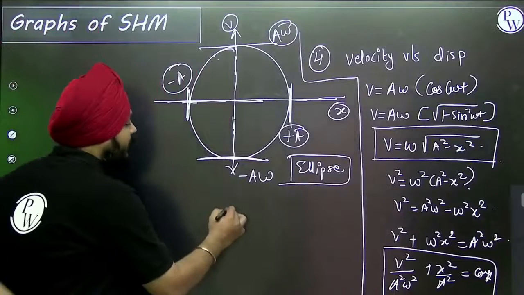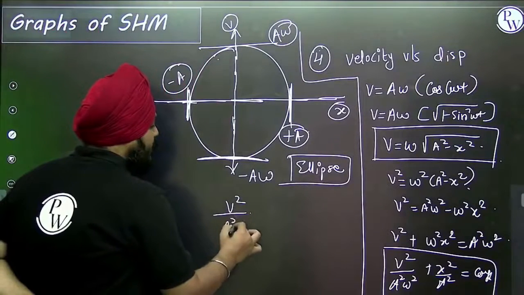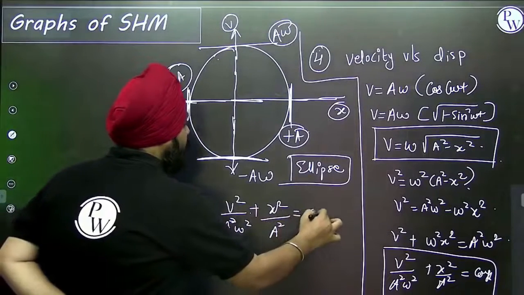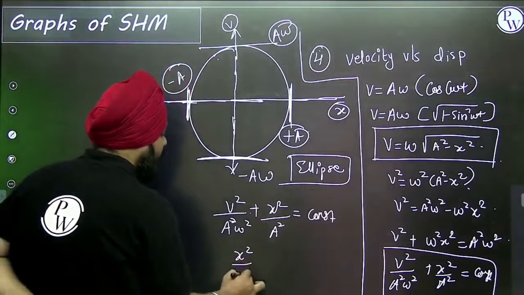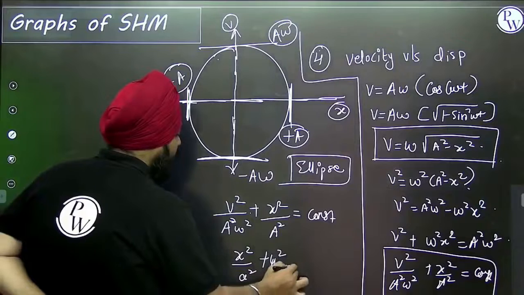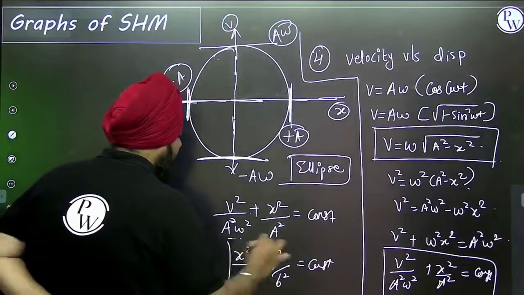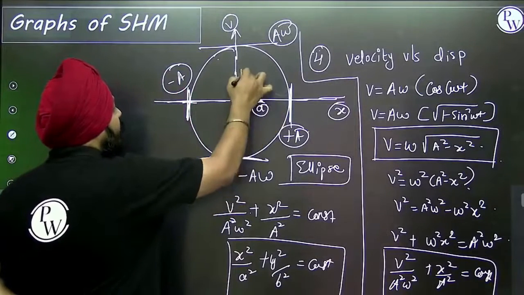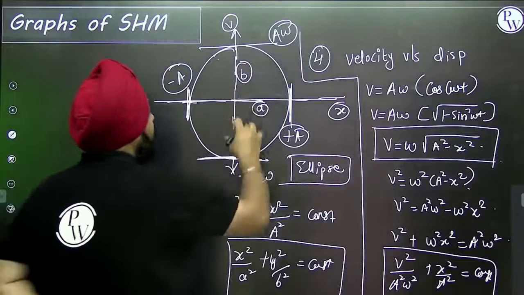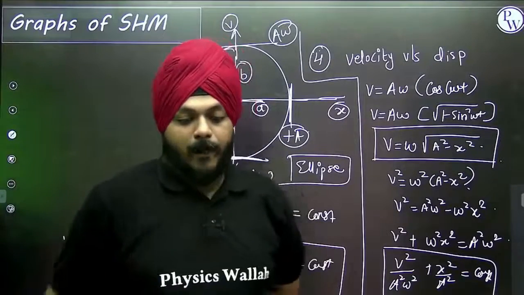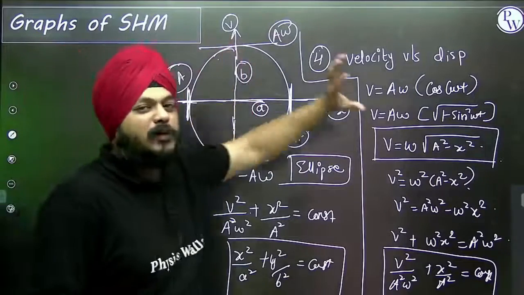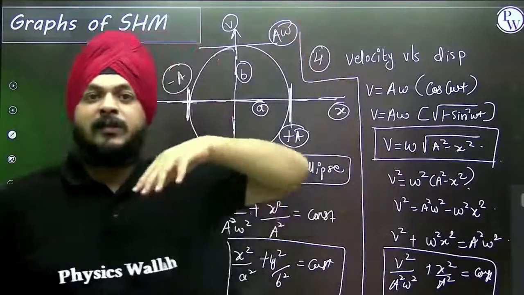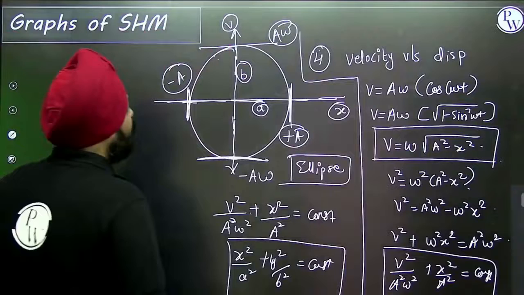So you can see this in the equation, that is v square by a square omega square plus x square by a square, that is equal to constant. Can I compare this to the equation x square by a square plus y square by b square is equal to constant? a and b are the semi major axis and semi minor axis. So this is the value of a and this is the value of b. a is the semi minor axis and b is the semi major axis, I'm sorry. But that completely depends on the graph, how the ellipse has been plotted, the values of a and b get varied. So this is the velocity versus displacement graph.